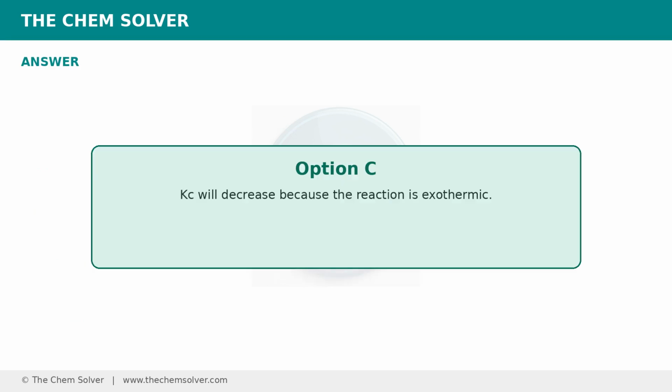The correct answer is option C. Kc will decrease because the reaction is exothermic.